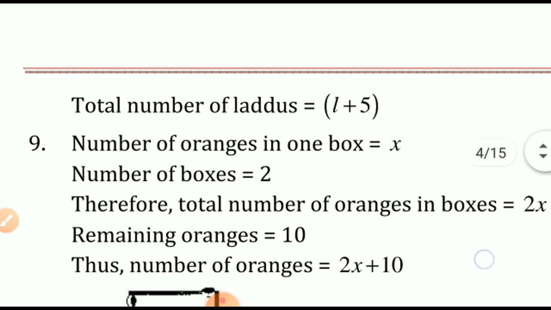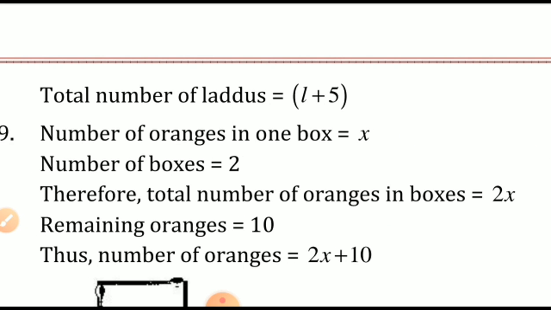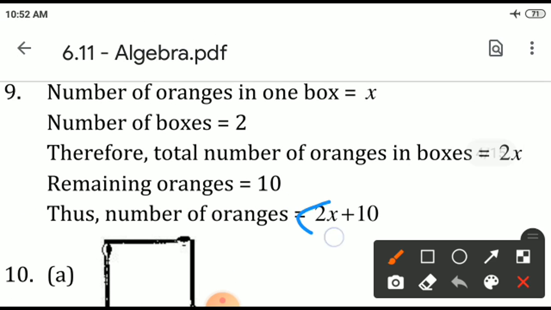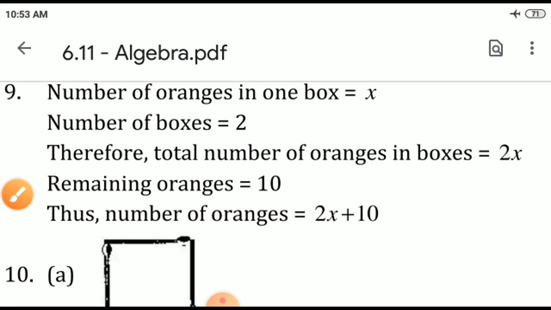Let's check the ninth answer. What is it telling us? The number of oranges in one box is x, and there are two boxes. So x plus x is 2x, or you can multiply directly 2 into x, that gives us 2x. And the remaining are 10 after 2 boxes. So total oranges are the 2 boxes plus the remaining 10, which gives 2x plus 10. Do you get the answer? 2x plus 10. Yes, my dear student, it is right.